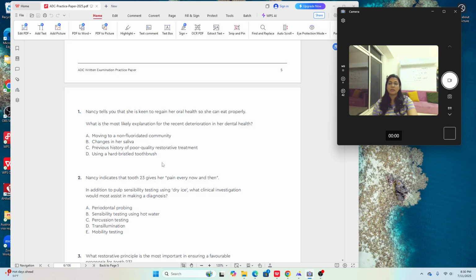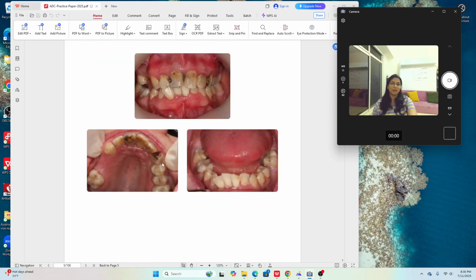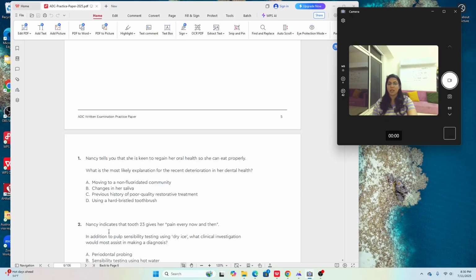Using a hard bristle toothbrush. Toothbrush is not going to cause you caries. It will cause abrasion. We have caries, frank caries, gross caries, correct? So obviously the answer is changes in her saliva.